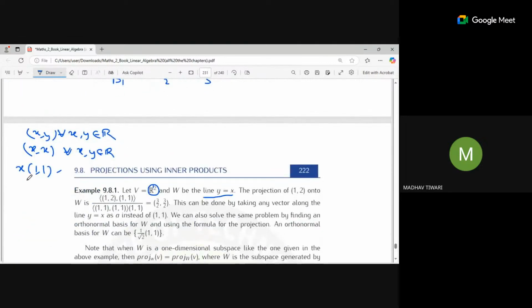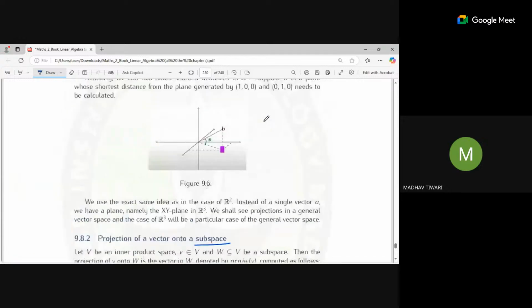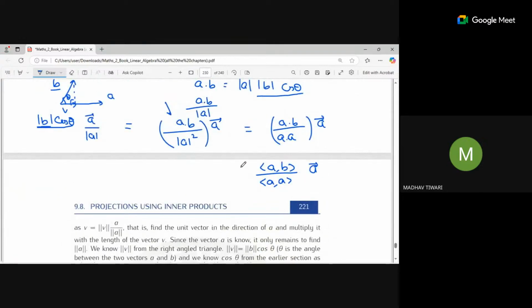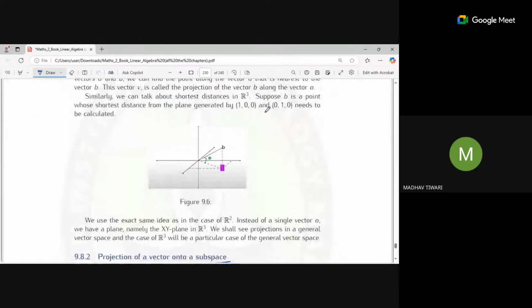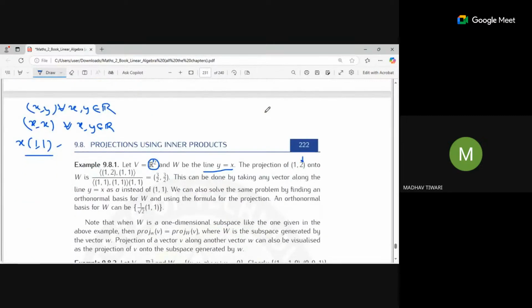So here you can see this vector is spanning this subspace. What I can say about this vector is I want a projection of (1, 2) on this vector. So simply I can use the formula that is given above here, this one or this one, because the dot product is used in this, no other inner product is defined. So we will use the standard dot product here.